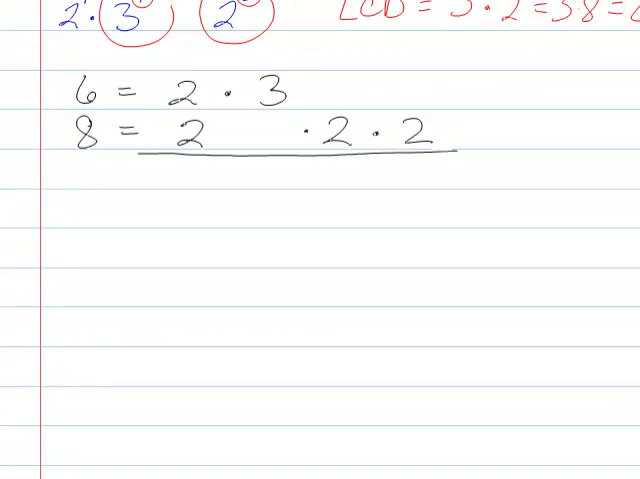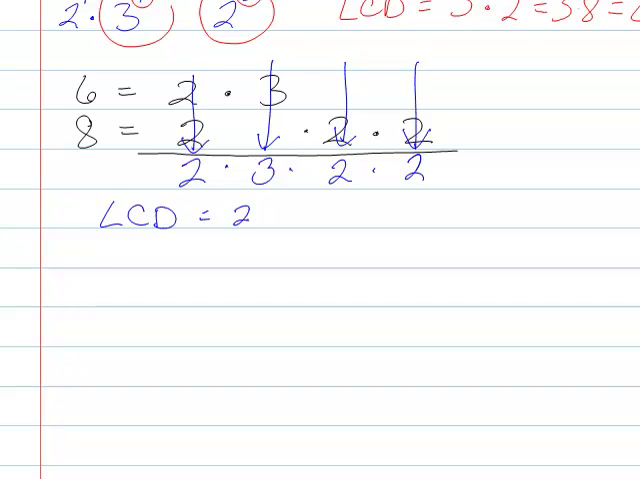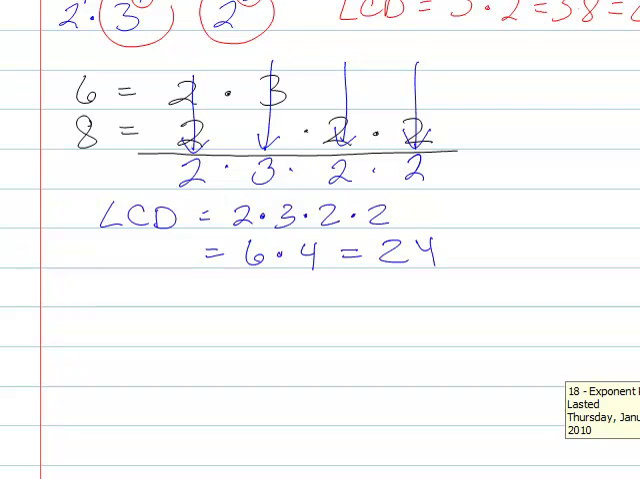So what I can do is come over here and say, well, I've got a set of 2's, I got a 3, I got a 2, and I got a 2. So that means my LCD is 2 times 3 times 2 times 2, which is 6 times 4, which is 24. So that's another way to get the LCD. So we use LCDs all the time in adding fractions and stuff like that. So a great way to find LCDs is to factor stuff and line up the common factors and figure out what we want to keep. So we'll try another example.